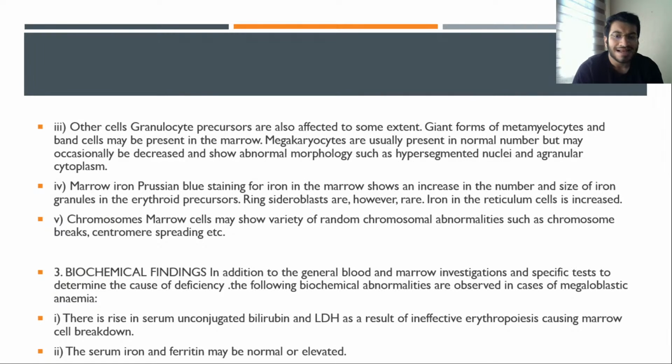Biochemical findings. In addition to the general blood and marrow investigation and specific tests to determine the cause of the deficiency, the following biochemical abnormalities are observed in cases of megaloblastic anemia. There is a rise in serum unconjugated bilirubin and LDH as a result of ineffective erythropoiesis causing marrow cell breakdown, and the serum iron and ferritin may be normal or elevated.